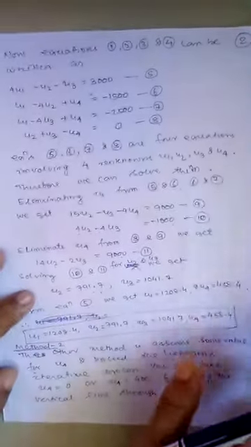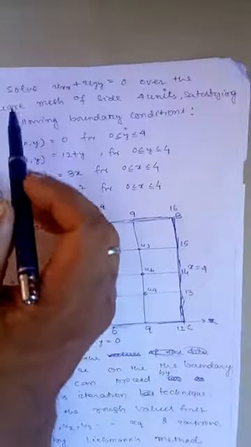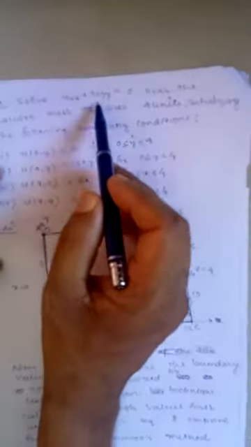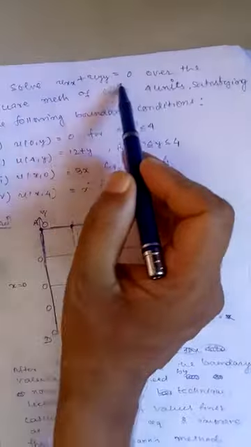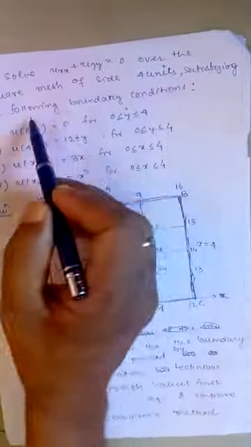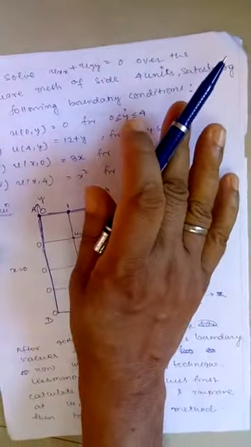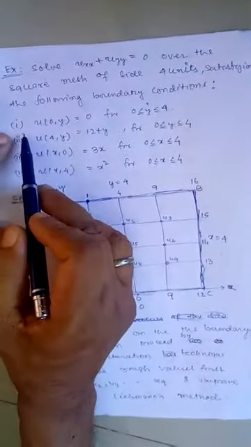Liebmann iteration method. Another problem I want to just state. The problem is, suppose we want to solve the Laplace equation uxx plus uyy equal to 0 over the square mesh of side 4 units satisfying the following boundary conditions. So here also no method is mentioned, so you can use the direct method also, but the boundary conditions you have to find for that. What are the boundary conditions?